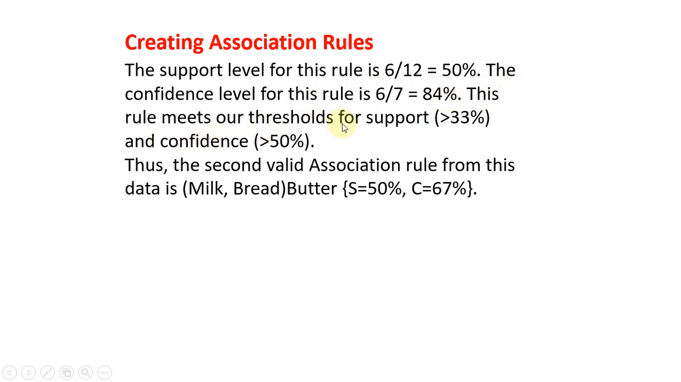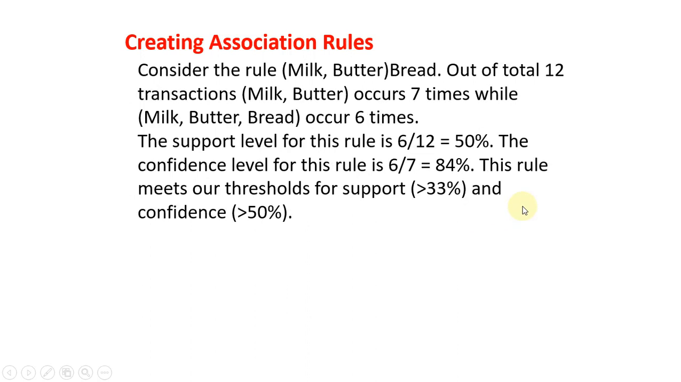This rule meets our threshold, with support more than 33% and confidence level more than 50%. Thus the second valid association rule from this data is the milk bread combination, with butter kept outside, at 50% and 84%. We'll consider one more. Consider the rule milk butter combination, with bread kept outside. Out of the 12 transactions, milk butter occurs how many times? 7 times, and milk butter bread occurs 6 times.